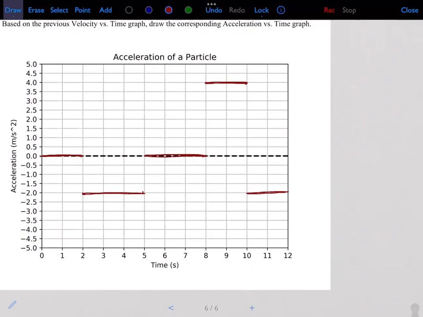Okay, great. So hopefully that made sense. It's a good technique to know how to do, interpreting graphs. Great, thanks.